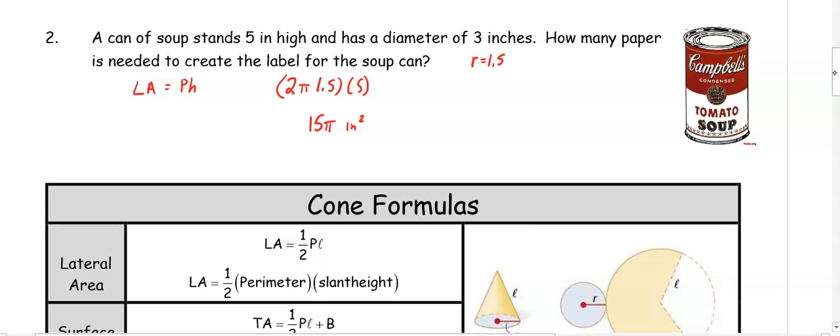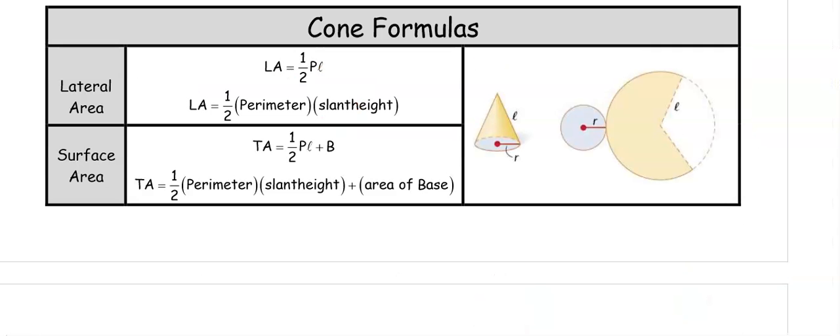Our next shape is a cone. So a cone is like a pyramid, except it's going to have a circular base. So to get the lateral area, it's 1/2 perimeter times the slant height, which in this case would be 1/2 times 2 pi r times our slant height. And then the surface area is going to be your lateral area plus 1 base. So it'd be 1/2 times 2 pi r times the slant height plus pi r squared.